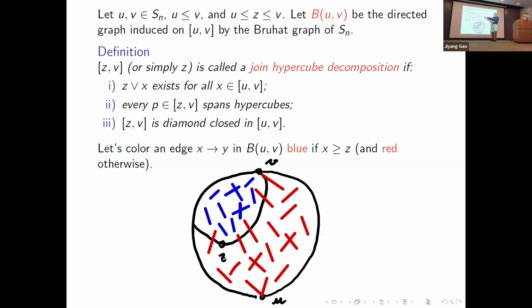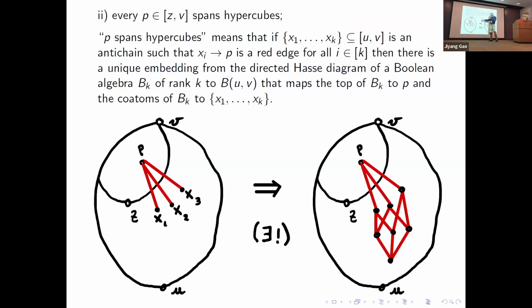So the first condition is easy enough. It simply says that Z has a join with every other element in the interval. To understand the second one, it's useful to color the edges blue and red. So I'll color the edges inside the subinterval blue and all the other ones red.